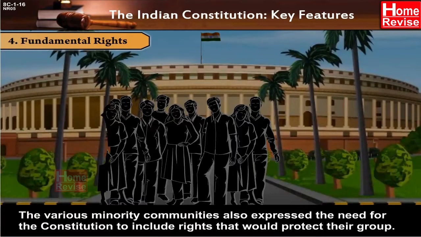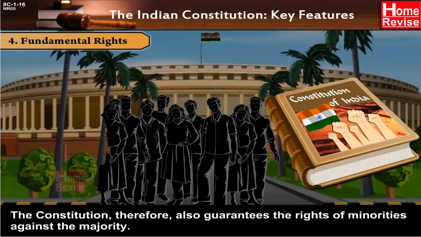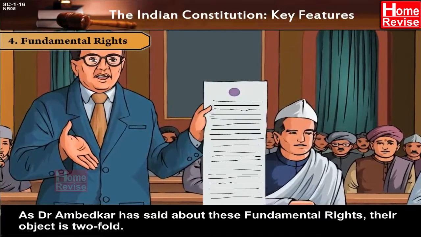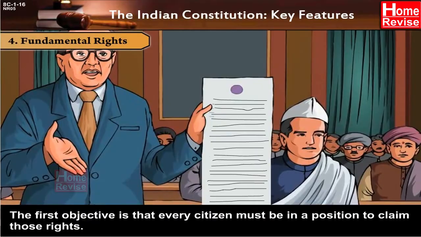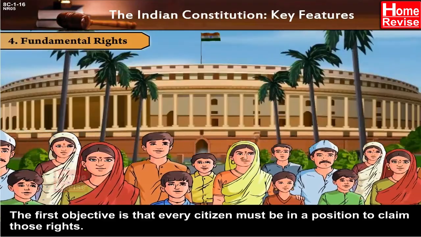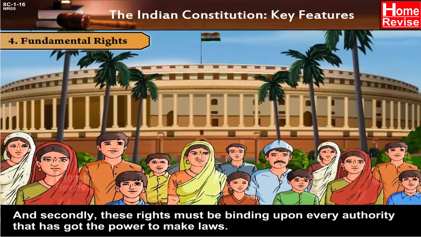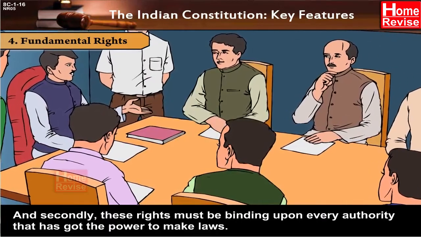The various minority communities also express the need for the Constitution to include rights that would protect their group. The Constitution, therefore, also guarantees the rights of minorities against the majority. As Dr. Ambedkar has said about these fundamental rights, their object is twofold. The first objective is that every citizen must be in a position to claim those rights. And secondly, these rights must be binding upon every authority that has got the power to make laws.